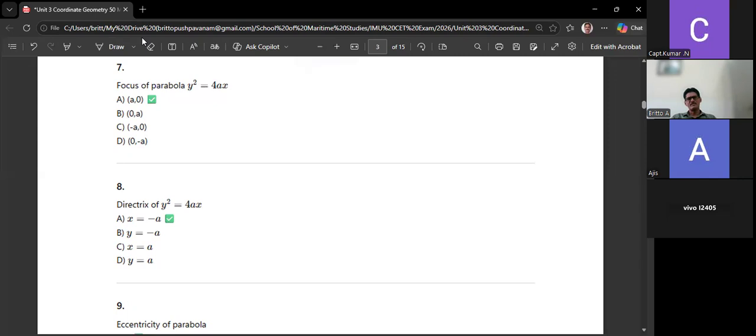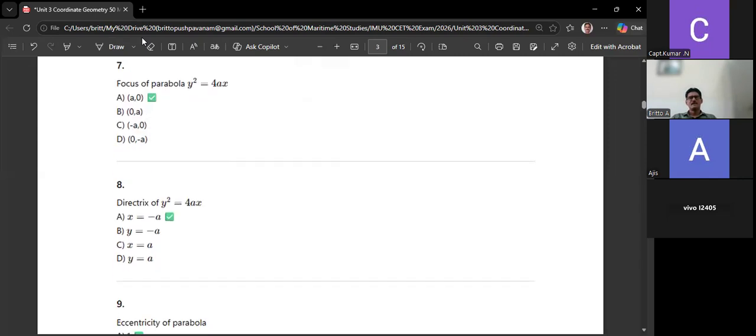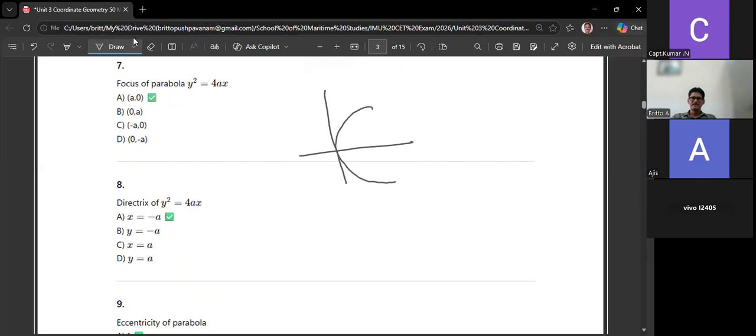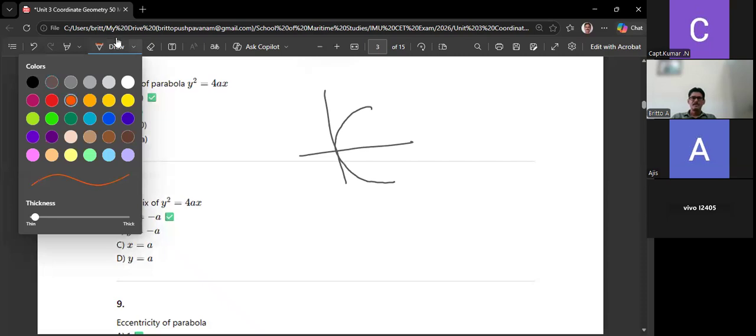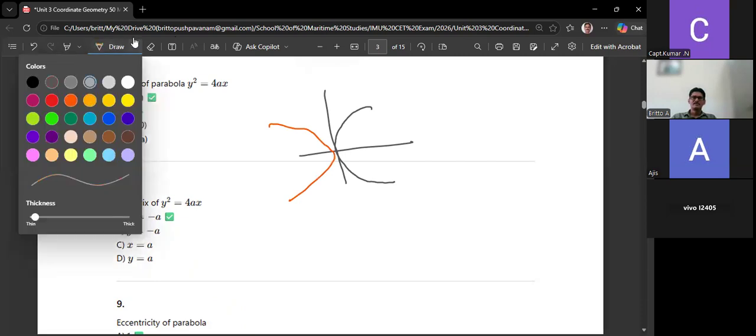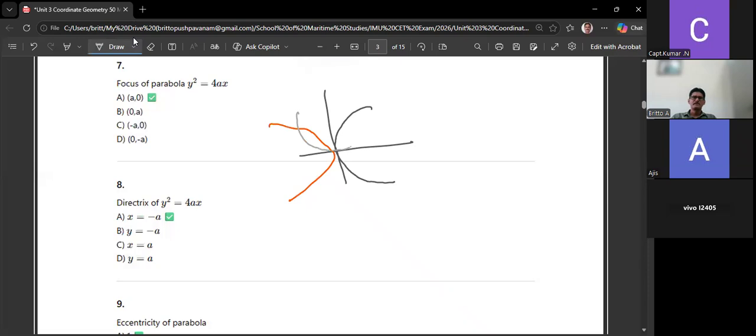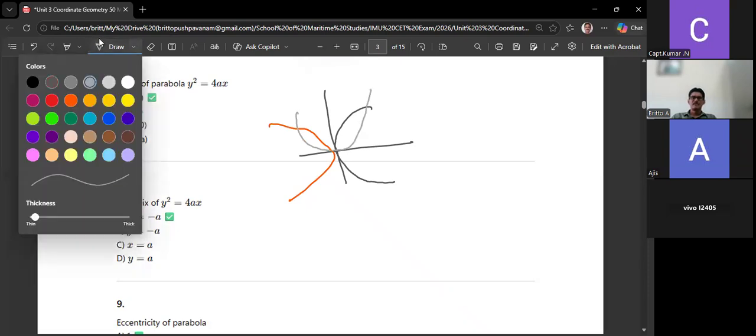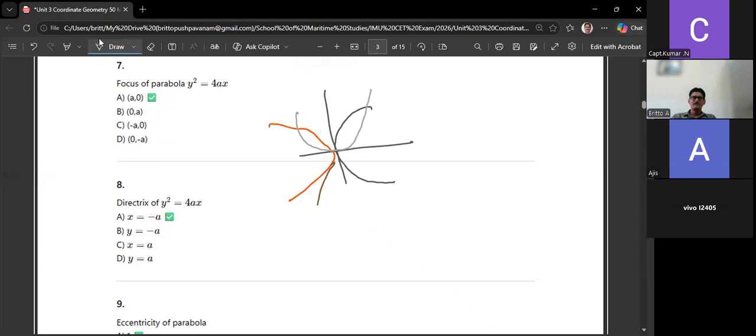First, you should know what a parabola is, right? There are four types of parabola. This is a parabola that opens to the right side. The same parabola you can draw like this, opening to the left side. Then another parabola you can draw opening up. Then the next parabola opens down. So we have four different types of parabola, so four different forms of equation of parabola.